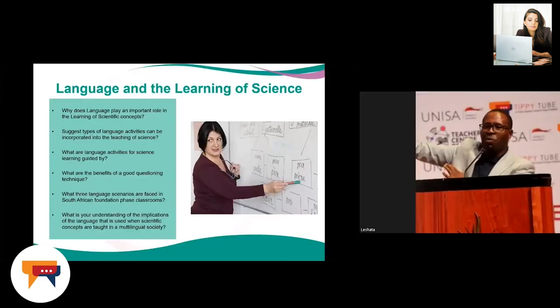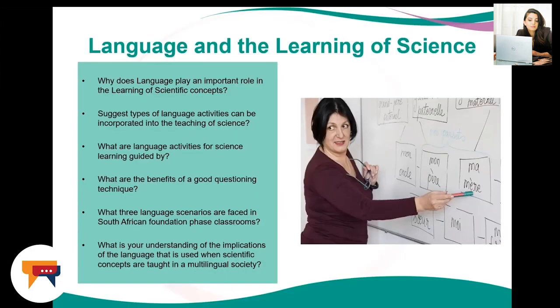So sometimes you can use a comprehension that makes them actually envision what is being said to them. So you need to suggest types of language activities that can be incorporated into your teaching of science, in terms of reading a story, whatever it is. These activities actually allow them to communicate and to improve their comprehension, improve their ability to question, to make predictions. They start getting confident in those ways.